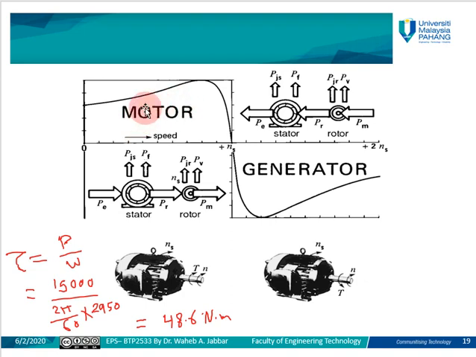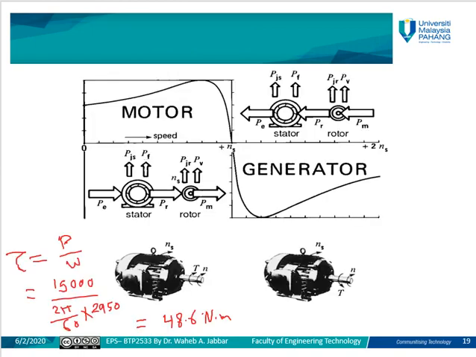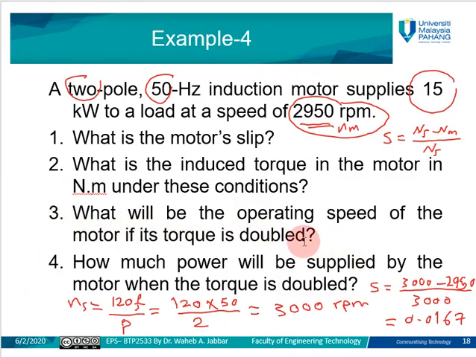Actually, in this area, when the value of slip is very small, that means n_m is very close to the value of n_s. The relation between the torque and the slip looks like a linear relation. So either it will increase with the slip or decrease with the slip, depending on the situation. If the relation is linear, and the torque is doubled, that means the value of slip will also be doubled.